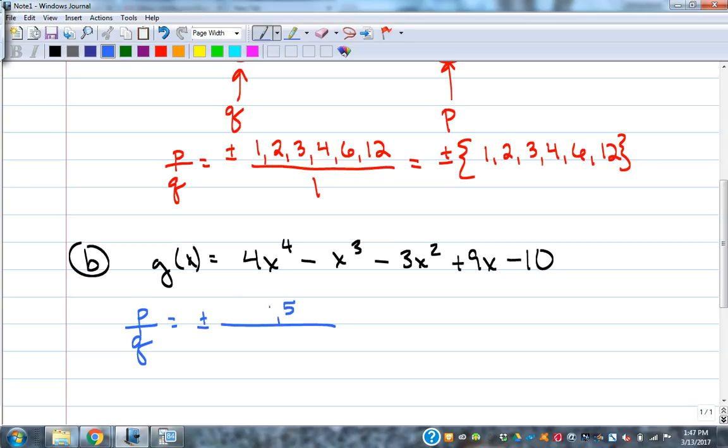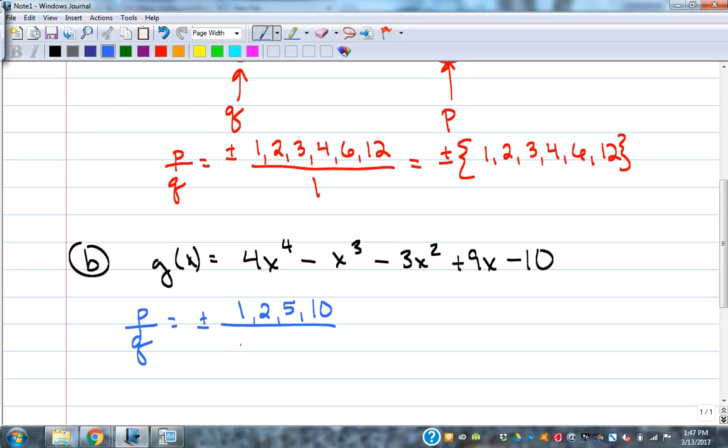5 and 2 and 1 and 10, right? Those are all the numbers that go into 10. What goes on the bottom? All the numbers that go into what? 4. This 4 that's in front here.